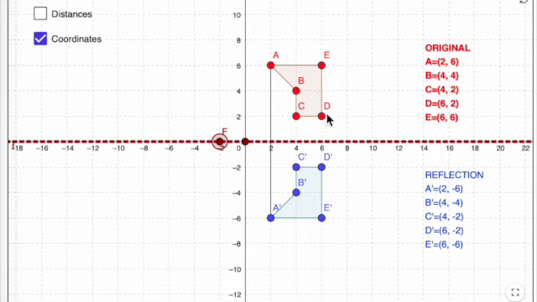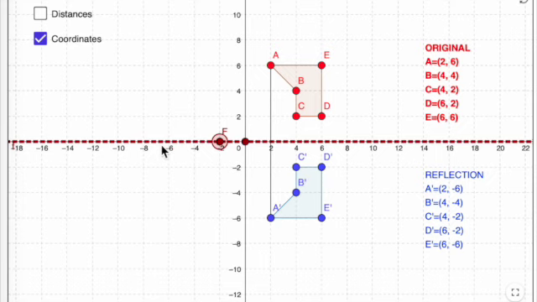As you can see here, I have this original image in red and this reflection in blue. So normally in geometry, the original image is called the pre-image and the reflection is called the image. And it is labeled using these prime symbols. So you call them A prime, B prime, C prime.